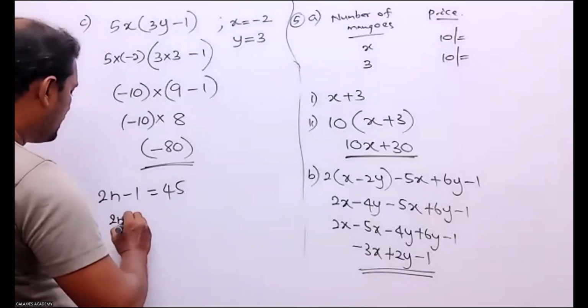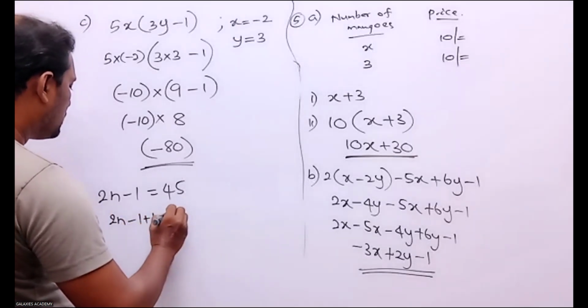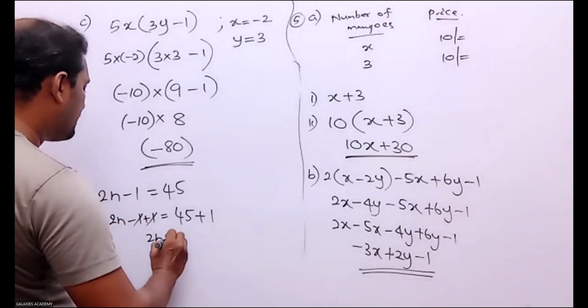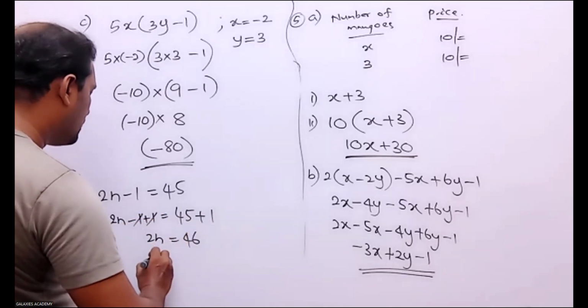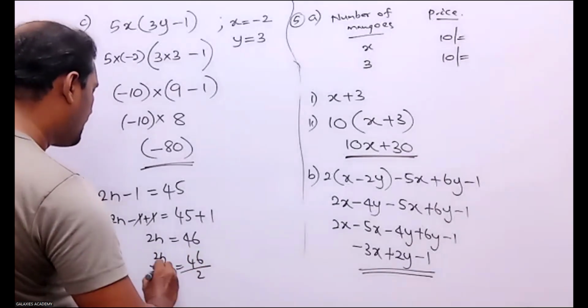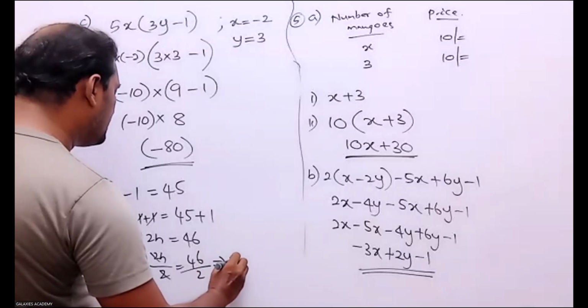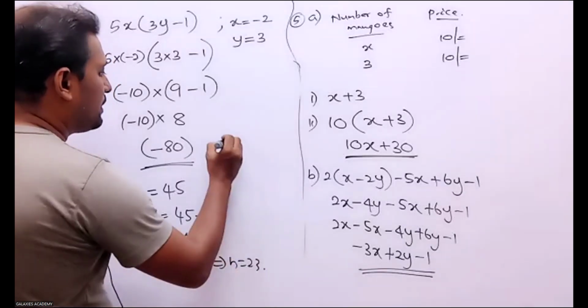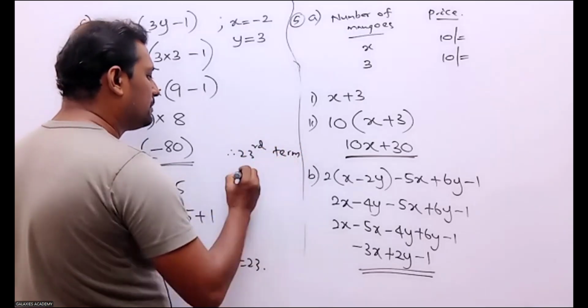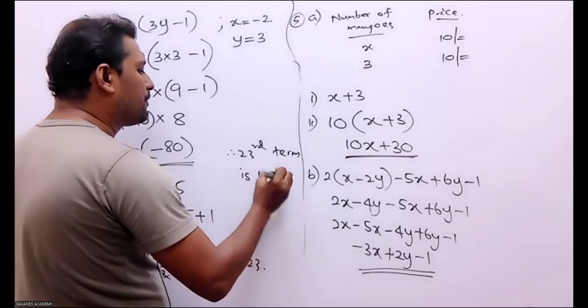First, you have to remove minus 1. Both sides we have to put plus 1. 2n equal 46. So both sides you have to divide by 2. N equal 23. Therefore, 23rd term is 45.